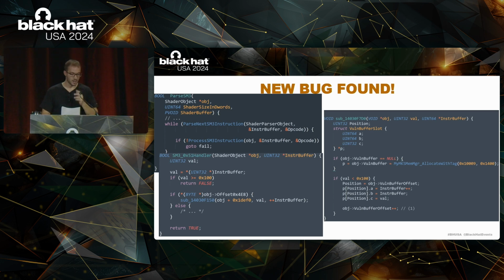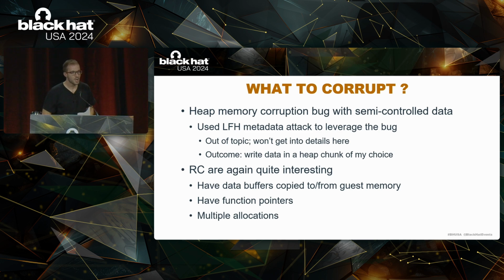And yeah, basically, here there is a bug. The bug is that since this is a fixed size buffer, if there are too many occurrences of the 51 hex opcode in the provided SM3 bytecode, that means that eventually I will be able to write out of the boundaries of this vulnerable buffer. So I have a classical heap corruption bug with semi-controlled data. In order to exploit it, I used a low fragmentation heap attack, a metadata attack actually. But it is out of topic right now, so I will not get into details.